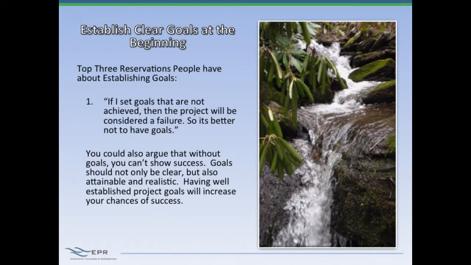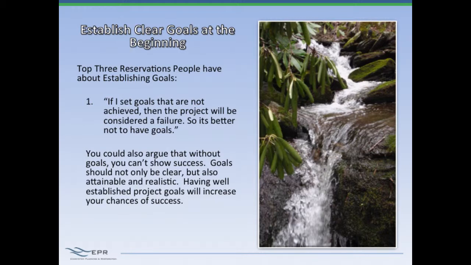I kind of broke out three main reservations I've run into from people about setting goals, and I think these are reasons we don't see more goals being set as an industry for restoration. One is the mentality that if I don't set goals, I've got no way to judge that it was a failure. And Will talked about that yesterday with the brook trout stream. I thought that was a pretty good story.